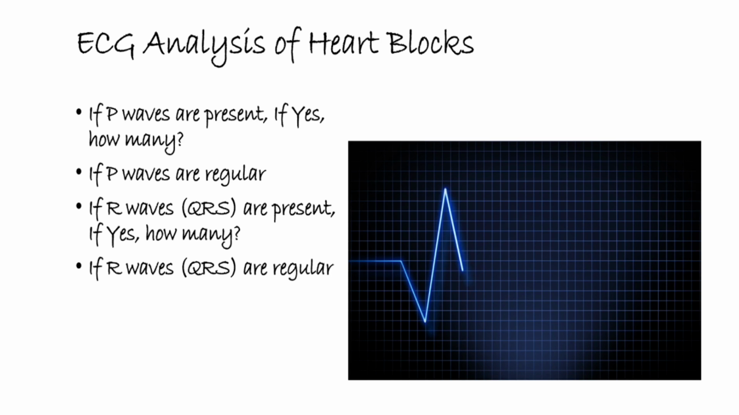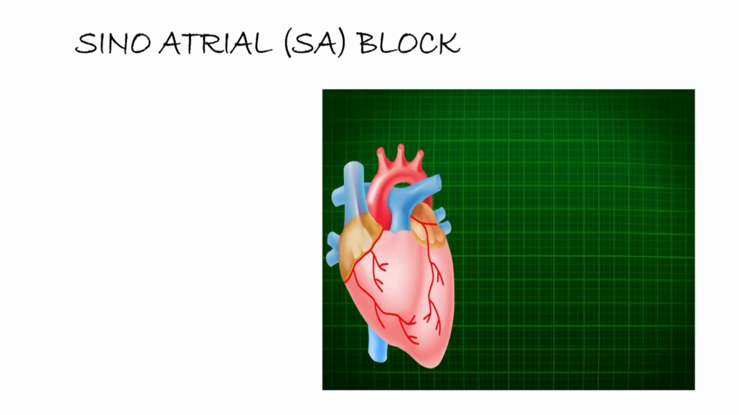If it is regular, it means there is no dropping of QRS beats, there is no drop in the R. So we need to check that out as well. And then we need to measure the RR interval, the successive interval between two consecutive R waves, and also the width of the QRS complex.